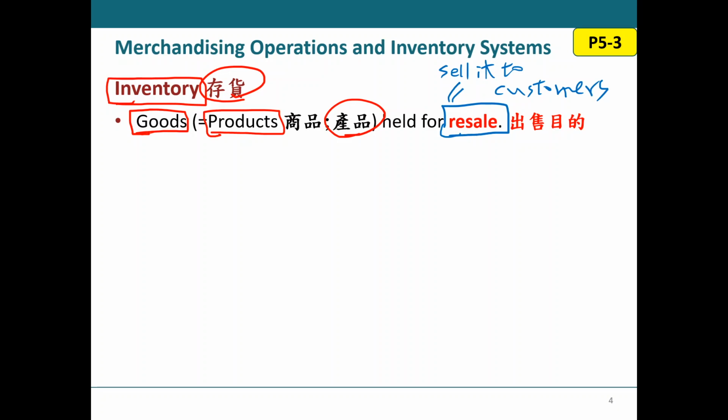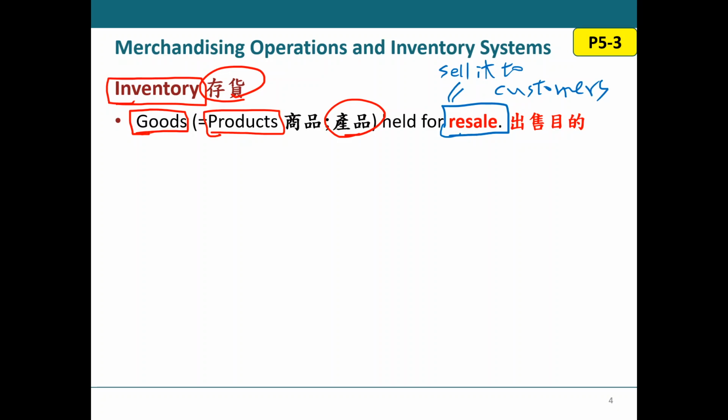Is inventory your asset, liability, equity, revenue, expenses, or dividends? Which one? Assets, right? What's an asset? An asset could provide you future economic benefit. So what does it mean? You can get some benefit in the future.